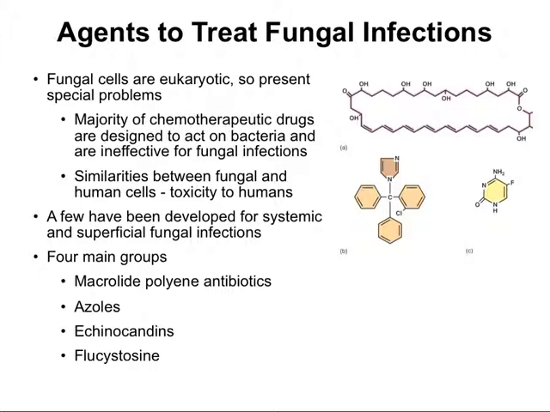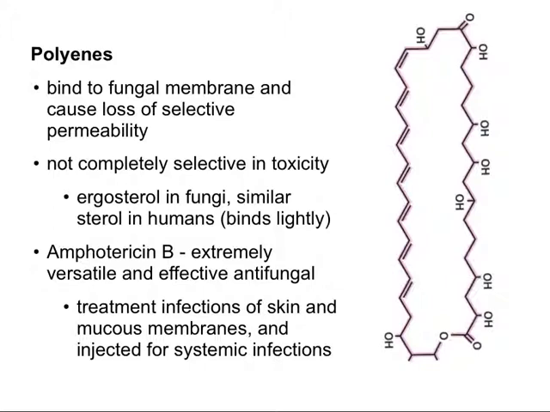There have been a few antifungals developed for both superficial and systemic fungal infections, and they fall into four main groups. There's the macrolide polyene antibiotics, the azoles, the echinocandins, and the flucytosines. Let's begin by looking at the polyenes.